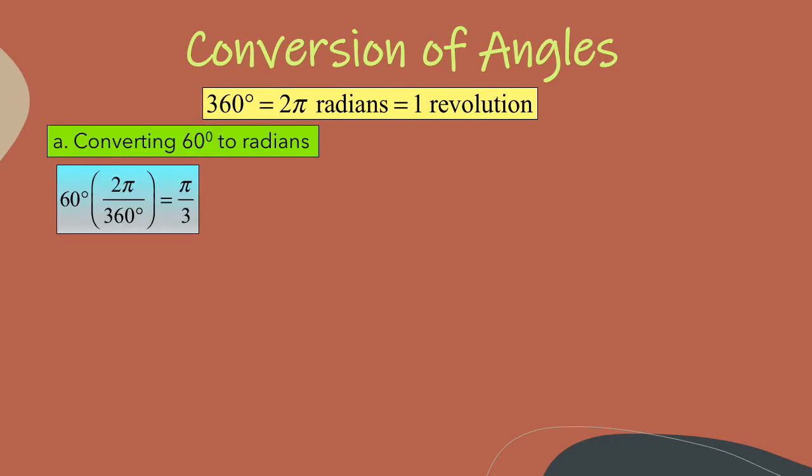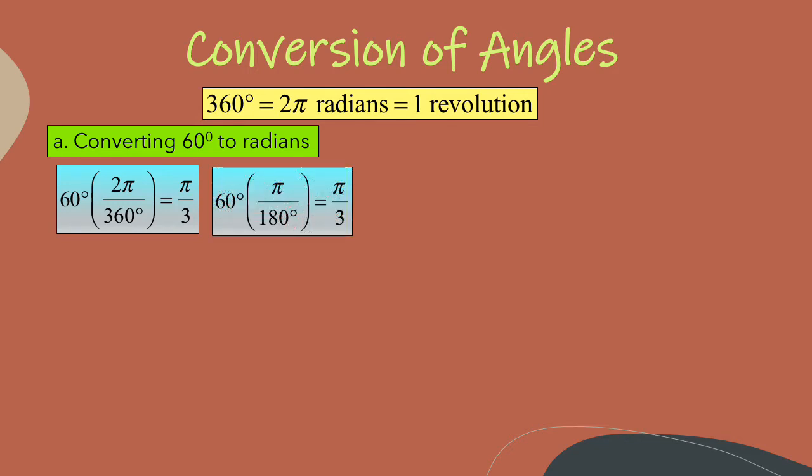So to convert 60 degrees to radians, we multiply our 60 degrees by 2 pi over 360 degrees, which again is 1. And when we do our cancellation, we get that 60 degrees is the same as pi over 3 radians. And again, it is not necessary with radians to describe the units. No units always describes radians.